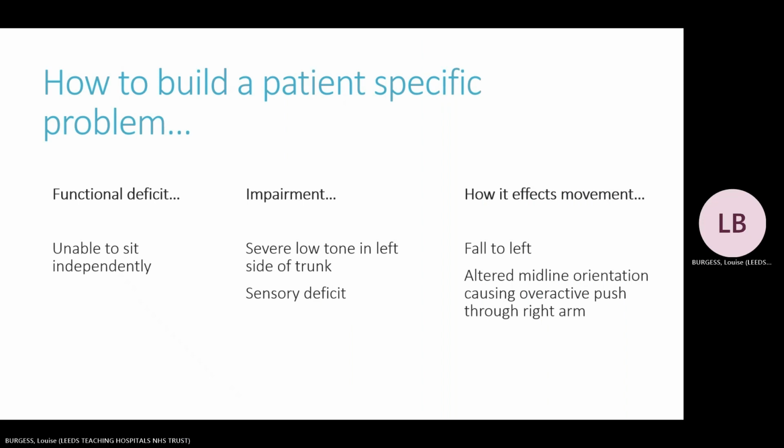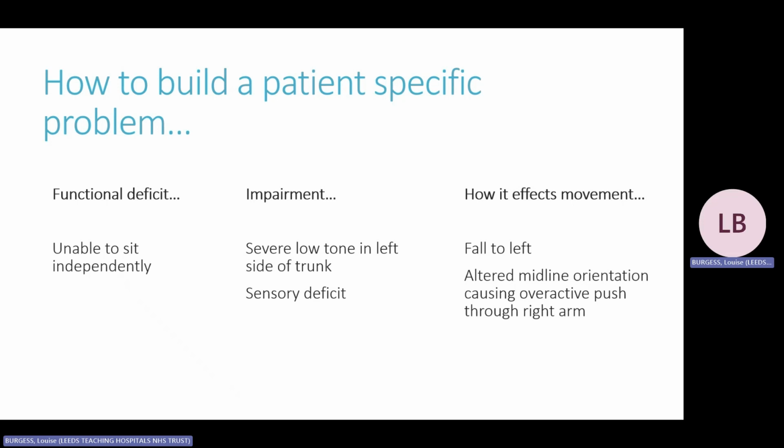So, how do we build a patient-specific problem? So we think about a functional deficit. This is the way I like to frame it. Functional deficit, what their body function and impairment is, and how it affects their movement. You might jumble them up, and you might put what the impairment is, how it affects their movement.